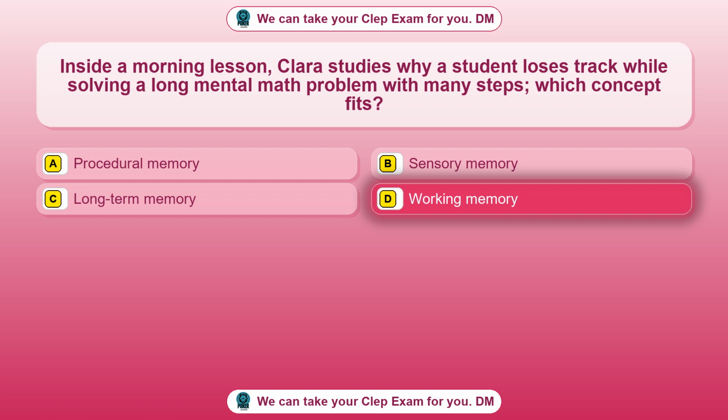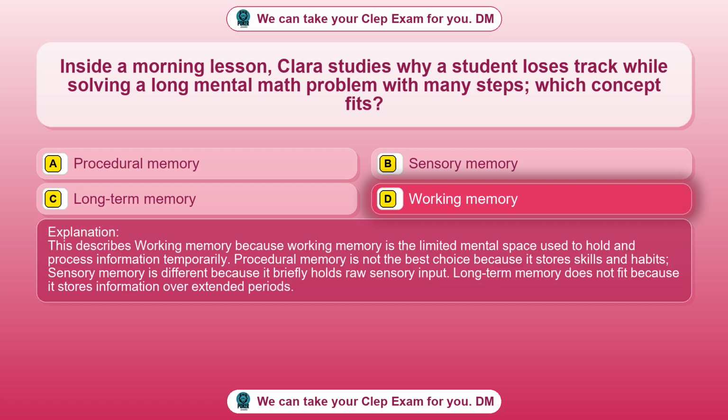Working memory. This describes working memory because working memory is the limited mental space used to hold and process information temporarily. Procedural memory is not the best choice because it stores skills and habits. Sensory memory is different because it briefly holds raw sensory input. Long-term memory does not fit because it stores information over extended periods.